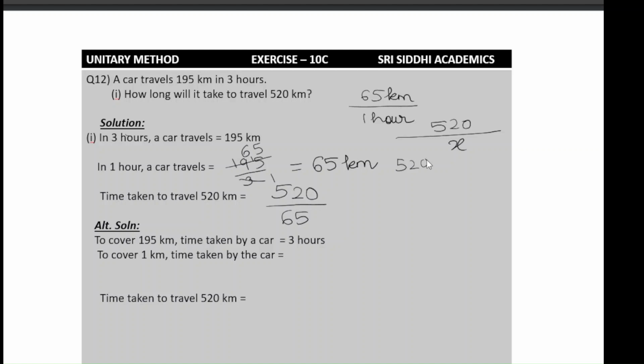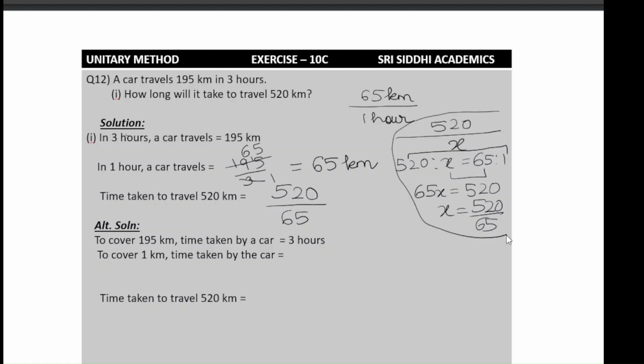520 is to x is equal to 65 is to 1, right? No need of writing this. You can directly come to this step here, 520 by 65. Just for explaining, I am showing you this. So, the product of means is 65x and 520 into 1 is 520, right? So, x is 520 divided by 65. Just for explanation, I have shown this entire thing, it is not required. You can directly write time taken to travel 520 kilometers. This is 520 by 65.